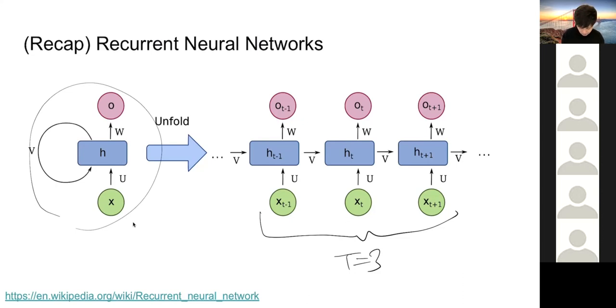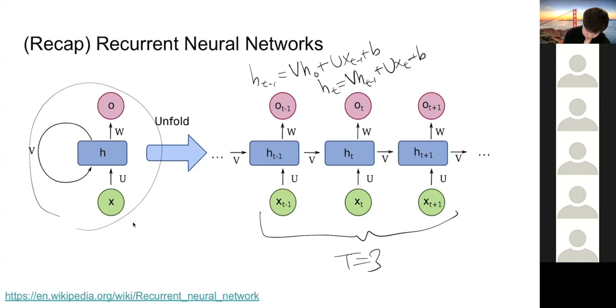This is the simplest form of RNN. I'll compute h_{t-1}, which will simply be V of h_0 plus U of x_{t-1} plus some bias. Although we have different inputs and different previous hidden states, we compute the new hidden state in the same way if this is recurrent. So h_t is equal to, we use the same V but a different h, the same U but a different x, and the same b. So that's the point of what it means to have recurrency in a neural network.